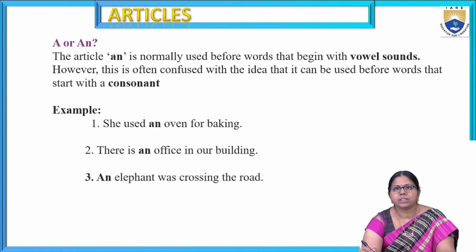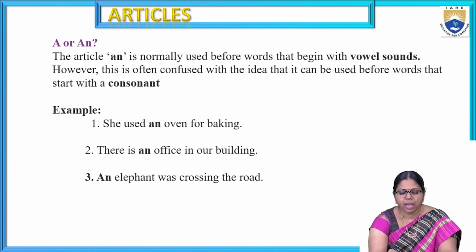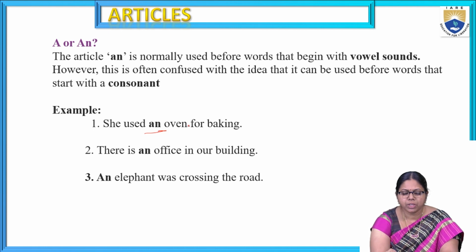So what are the exceptional cases we are going to discuss? First, we'll discuss the usage of this article before a vowel sound. So let's see the example. She used an oven for baking. So an is an article we use for words which start with a vowel sound.